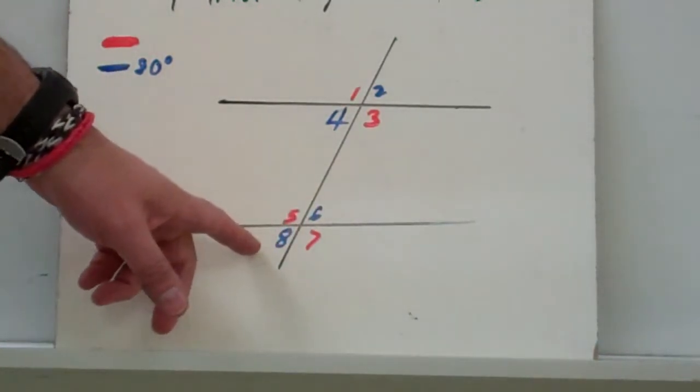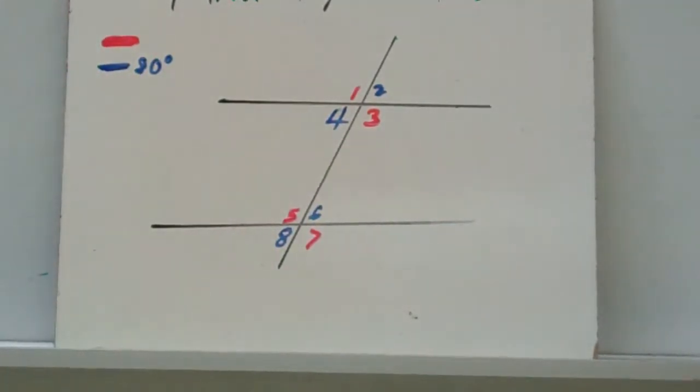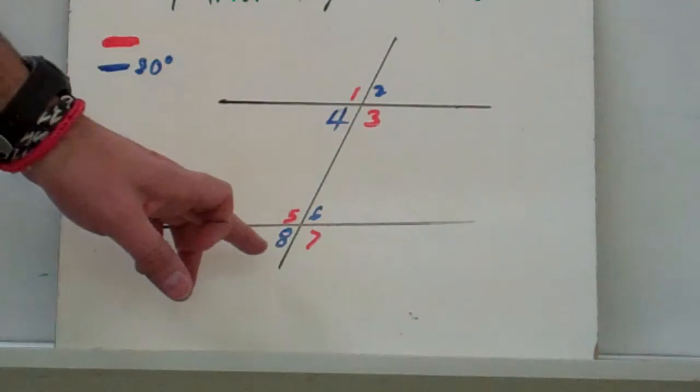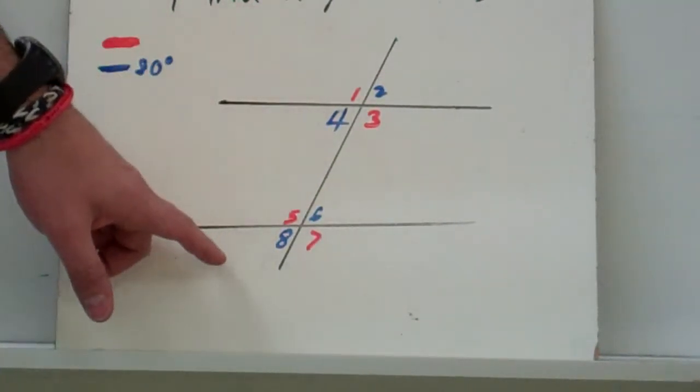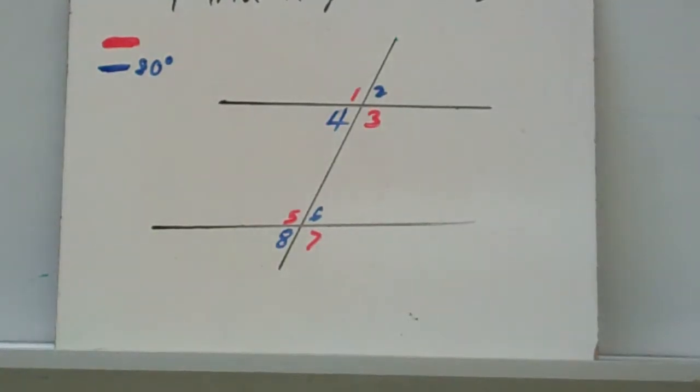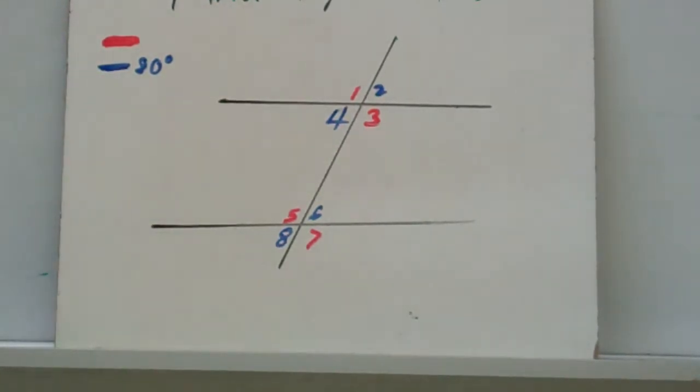And then again, if we wanted to find the measure of angle 8, if we know that angle 6 is 80 degrees through alternate interior angles, then angle 8 will also be 80 degrees through vertical angles. We can also say that angle 4 and angle 8 are corresponding angles, and if one of them is 80, the other has to be 80 as well. Same thing with angle 2 and angle 6. So we know that the blue angles are 80 degrees.